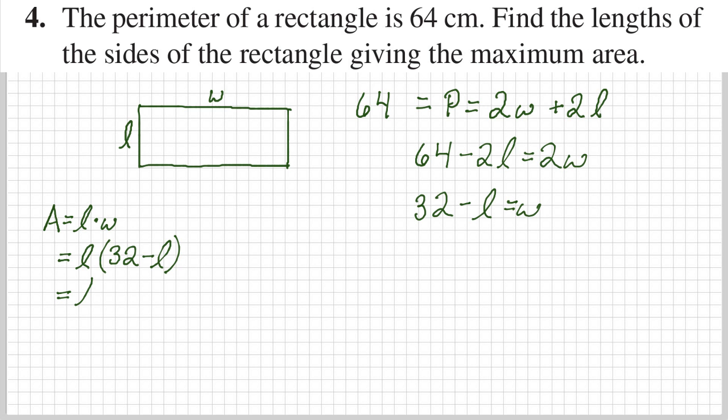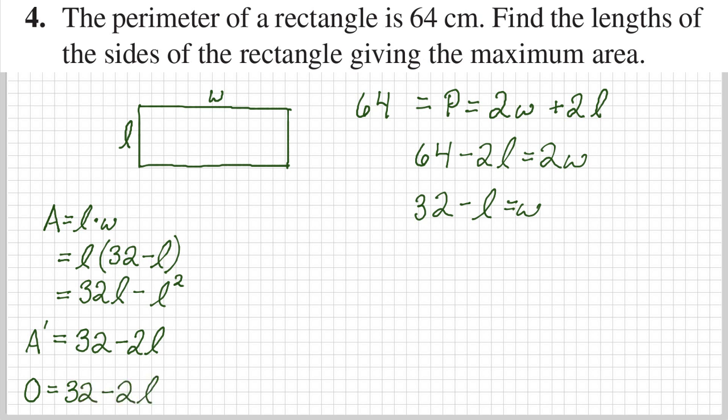It will help you if you simplify before you differentiate, because then you don't risk forgetting the product rule. But now the derivative of 32L is just 32. The derivative of L squared is just 2L. And so we want to find the maximum that A can be. So we're going to set A prime equal to 0. And we'll get that L equals 16.